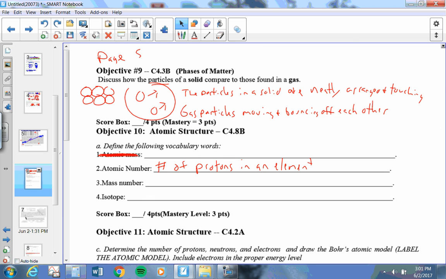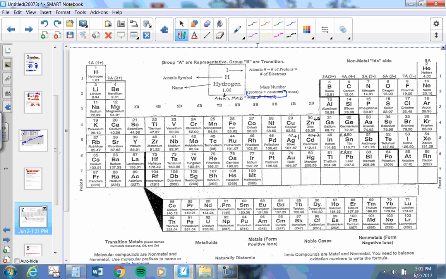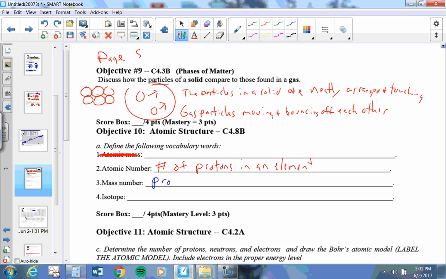Mass number. According to our periodic table, the mass number is the protons plus the neutrons. It's just a number got by adding the protons plus neutrons. And when we draw isotopes, they are different versions of the same atom or the same element. They have the same number of protons, they have a different number of neutrons.